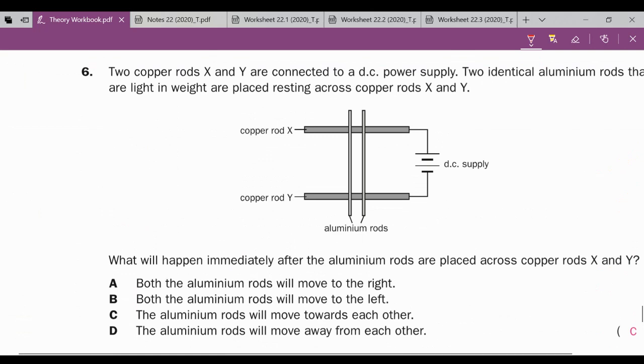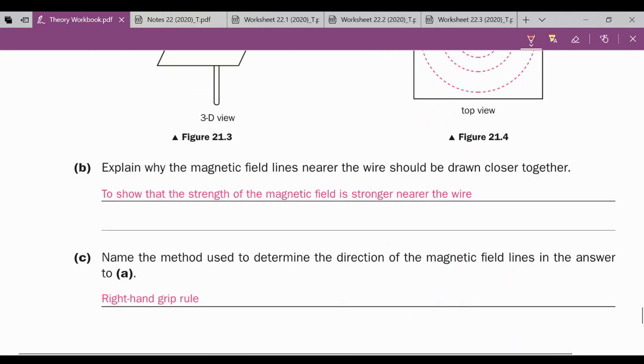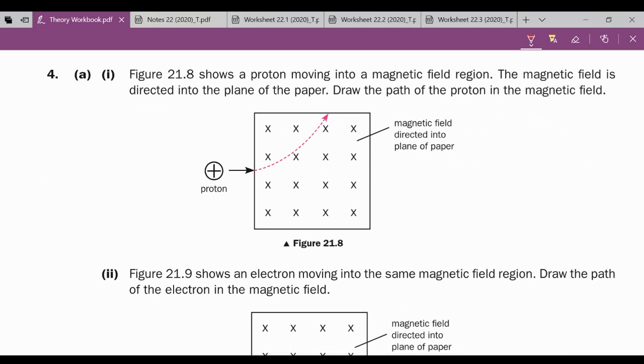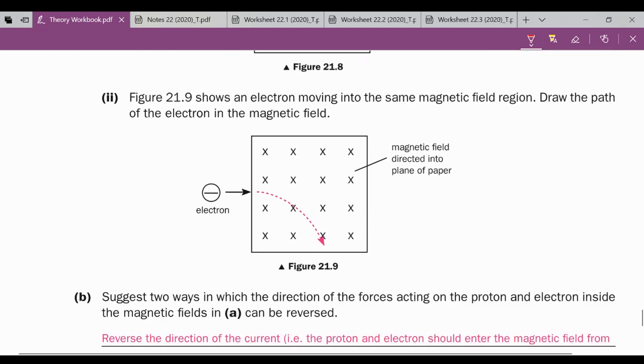Okay, let's move on to section B, question 4. So there is a proton. Proton is a positive charge, so we know that the current goes this way. Magnetic field is directed into the plane of the paper. So B is going into the paper. So FBI, using your Fleming's left-hand rule, B goes in, I goes towards the right, force goes upwards. So if we draw the path, it should curve upwards. Next, now is the electron. Remember, for an electron the current means in the opposite direction. Magnetic field goes into the paper, B goes in, I flips around, it goes down.